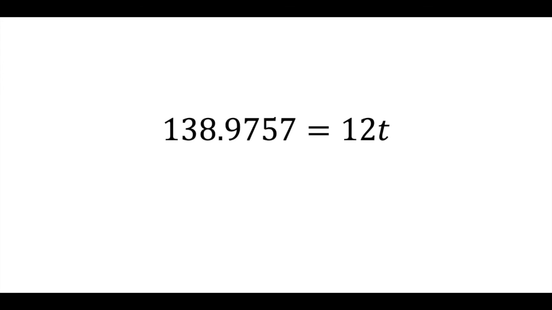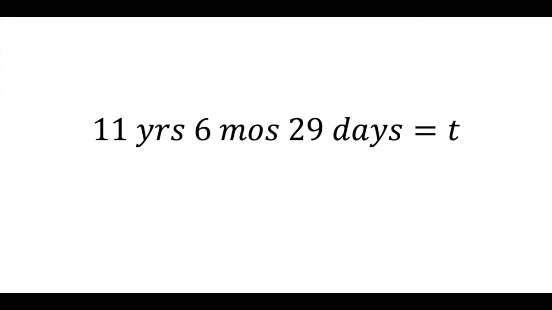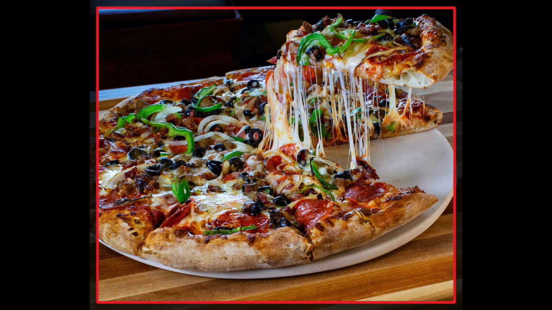138.9757, maybe 1 day short of 139 months. Divide this by 12, and we get 11 years and 6.97 months, again about 1 day short of 11 years and 7 months. This is only a simple application of logarithms. We will get into much more involved and relevant models, including one involving pizza, next time.